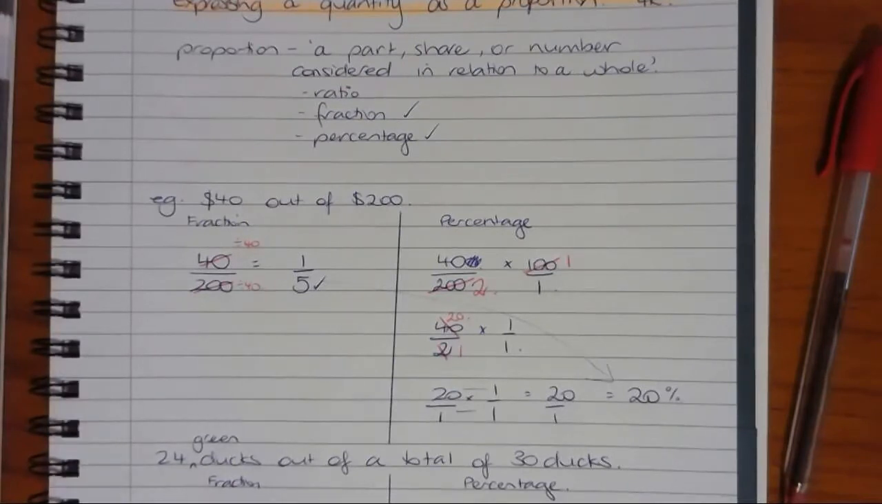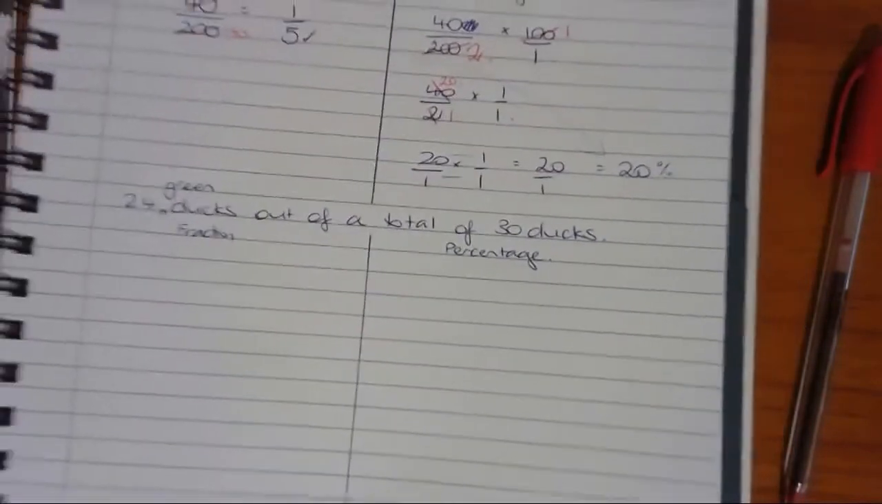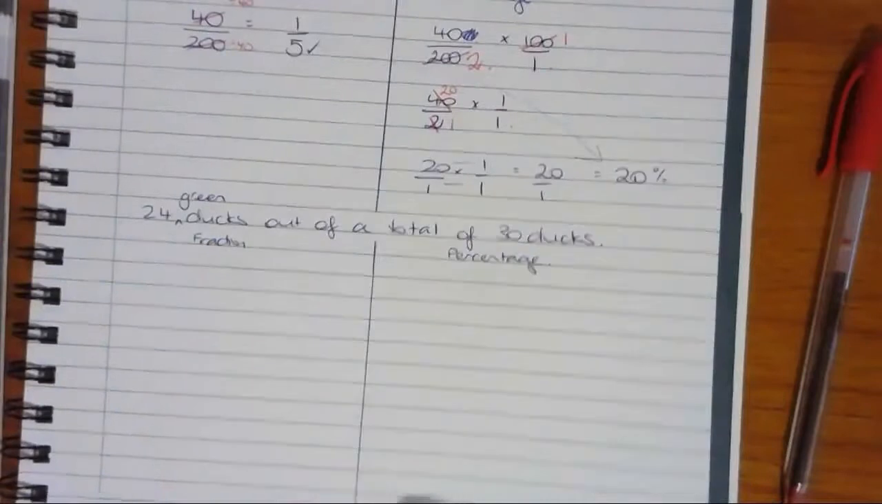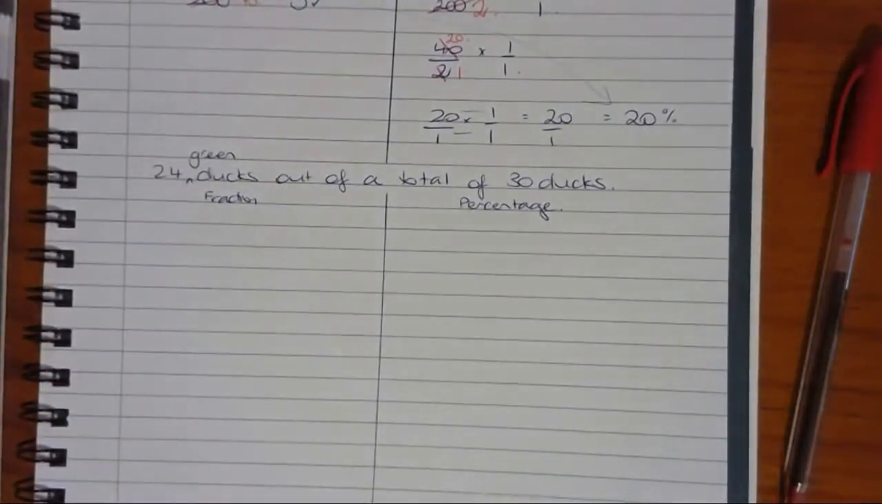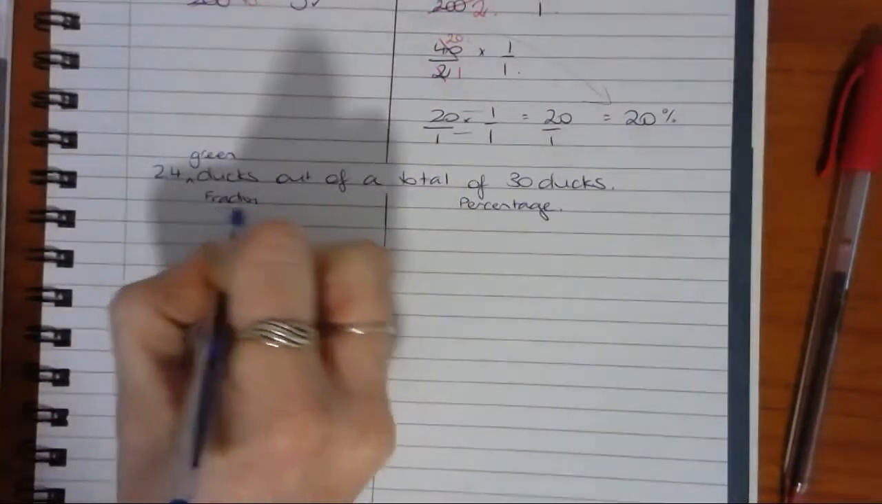Okay, so let's do another example. 24 green, random, ducks out of a total of 30 ducks. Maybe it's one of those, I don't know, bobbing duck games or shooting duck games at a fair or a carnival or something. It'd have to be, right? Who knows? Okay, right, so we're going to express it as a fraction first.